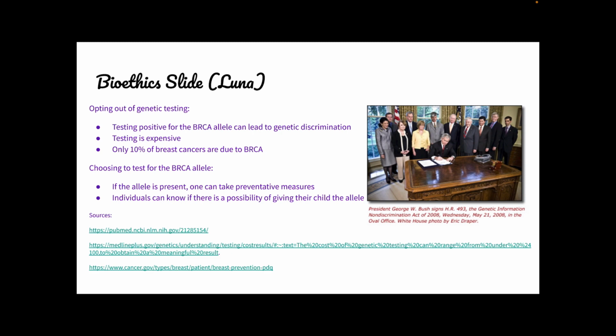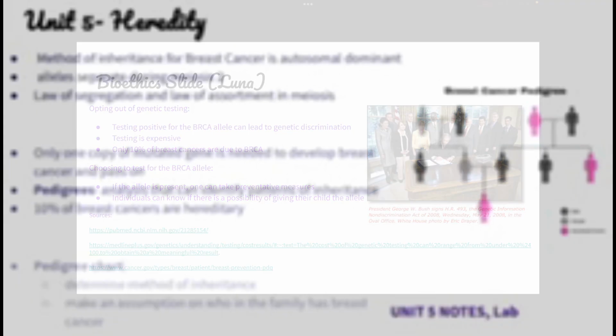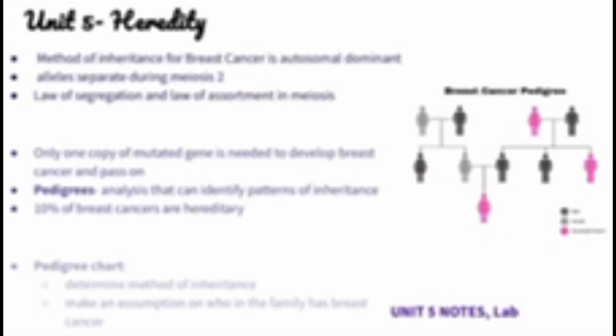And so my picture here is George W. Bush signing GINA, the Genetic Information Non-Discrimination Act, in 2008, which made it illegal to genetically discriminate against people. This is very pertinent to genetic testing, and to how getting a positive genetic test for something like the BRCA allele can affect even your income. So yeah, thank you. Now we're going to talk about Unit 5, which is heredity.